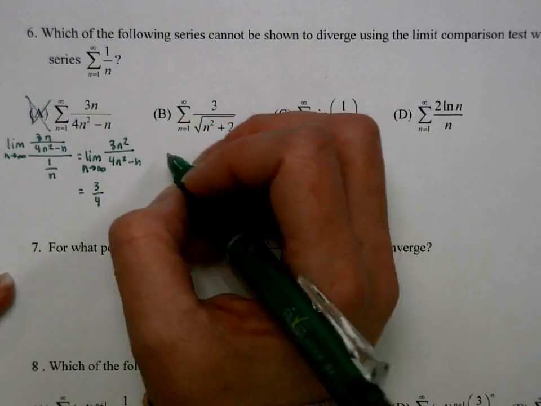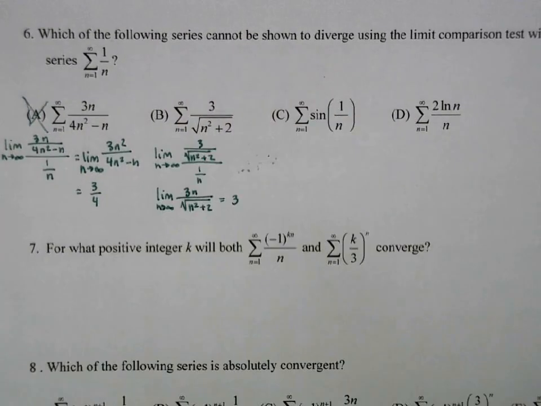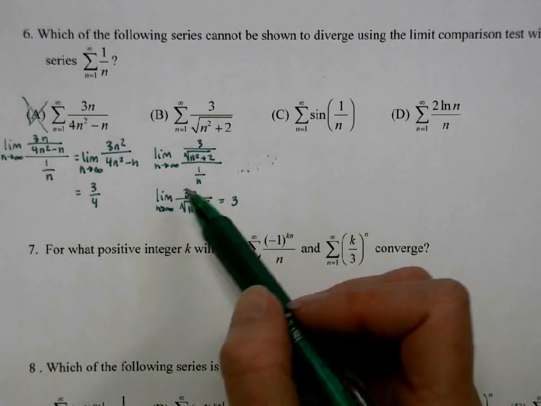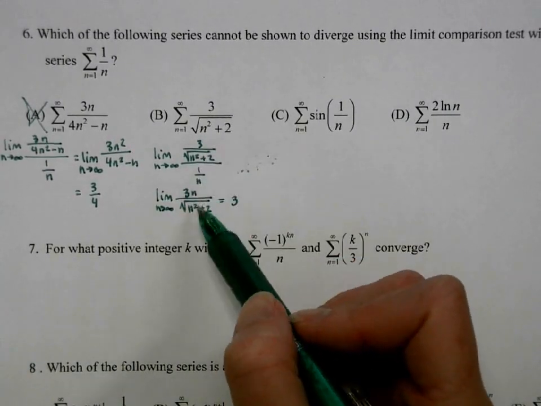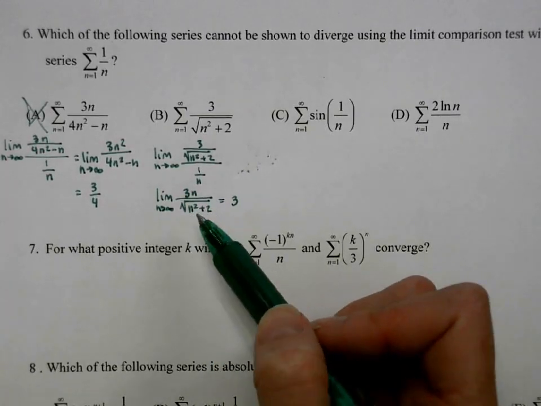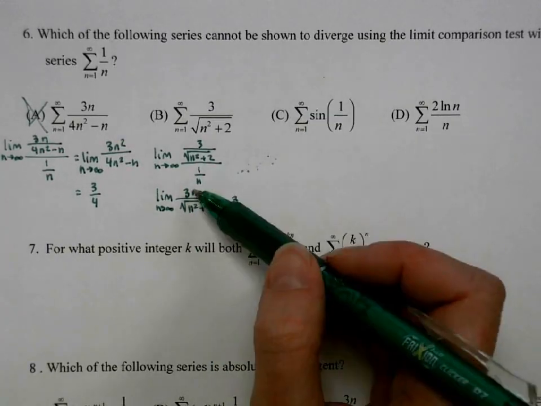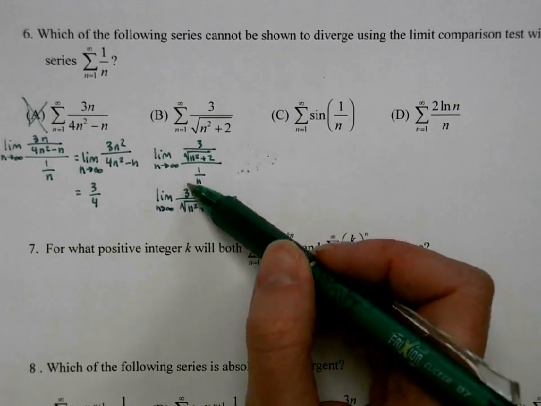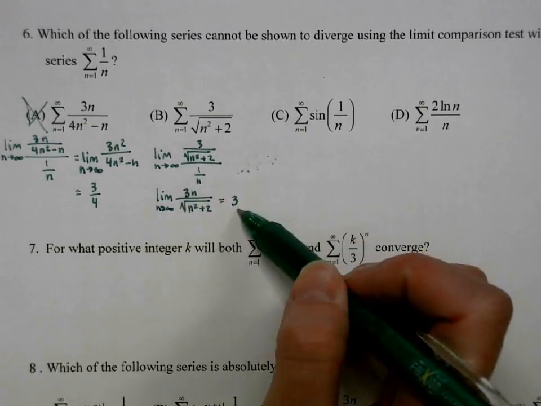Here, same thing. I can look at the limit of the ratio. When I multiply by the reciprocal, we get a 3n on the top and the square root of n squared on the bottom. So those essentially have the same degree, loosely. So degree 1 over degree 1. So the ratio of the leading coefficients is 3 over 1, which is 3, which is finite.